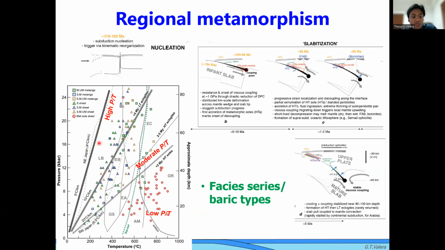subduction zones, what we see is the cooling nitong interface. So from low PT into something more high PT. So ito yung high P, low T terrains na characteristic of mature subduction zones. So this also introduces yung facies series natin, or also known as the baric types. Baric meaning pressure types. So low pressure, moderate pressure, and high pressure.